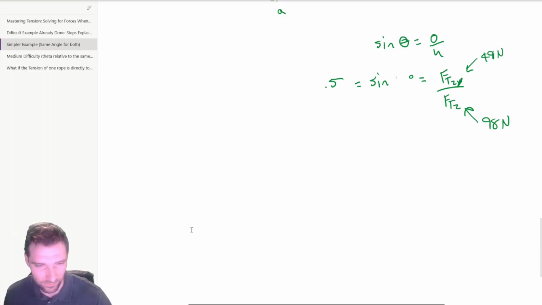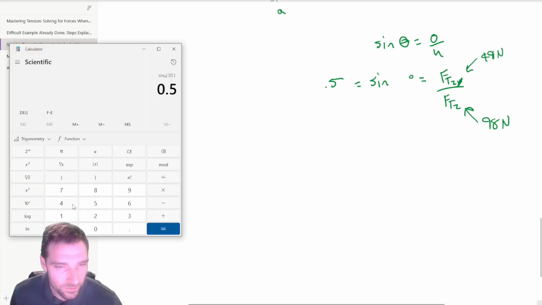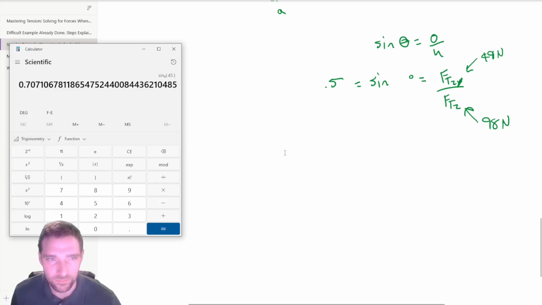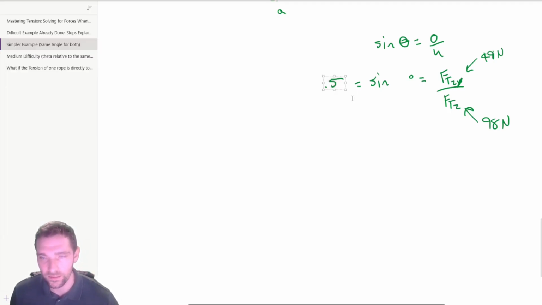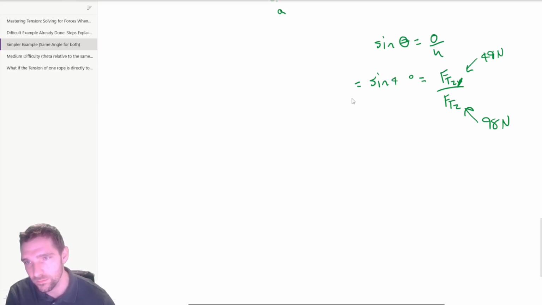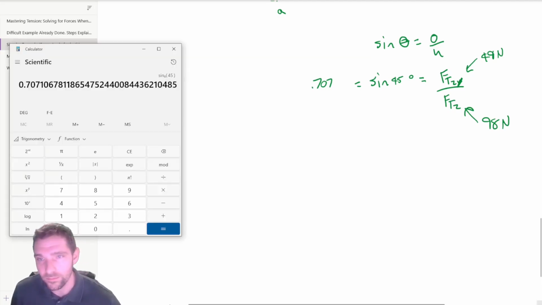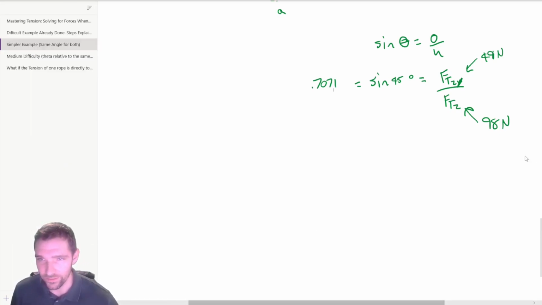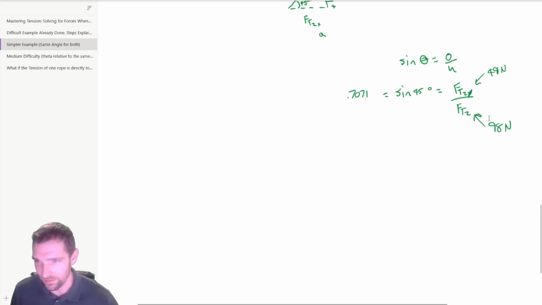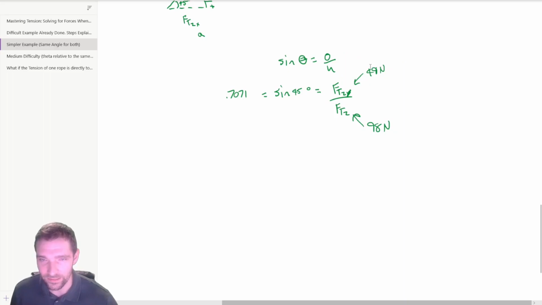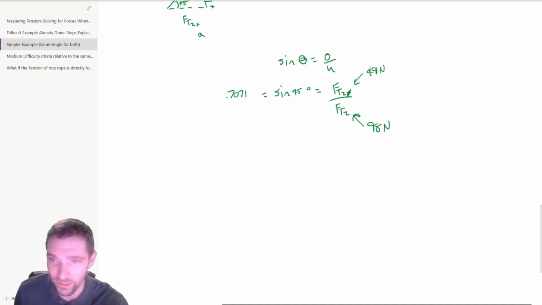But sine 45 degrees is not 0.5. If we do 45 degrees, and we get our sine function on that, it's 0.707. I usually do 4 sig figs on those just because you sometimes have things that are actually 3 sig figs on these problems. I'm just doing 2, but it's good to have a couple extra sig figs on that part.